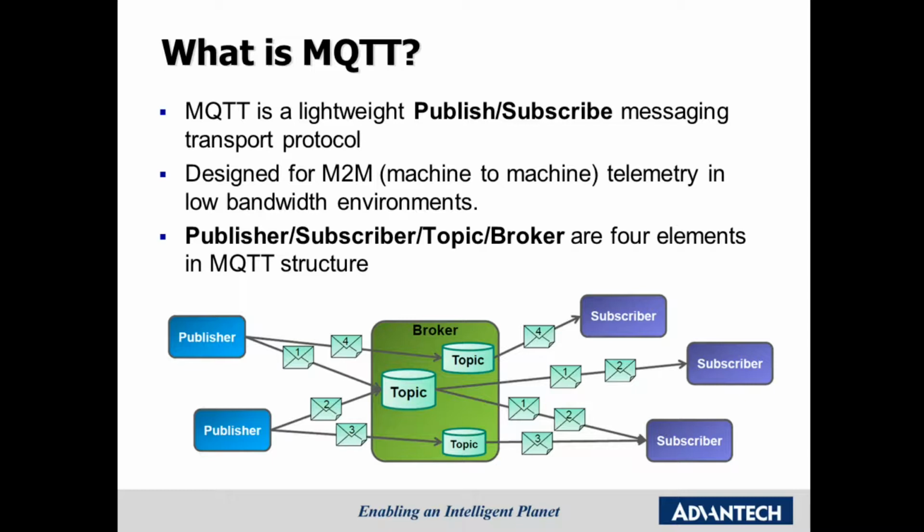The word publish-subscribe is the term to describe the communication model in MQTT. There are four important elements in MQTT, as in the diagram below. You can see the message flow is all related to publisher, subscriber, topic, and broker. A publisher will publish data to the topic on the broker, and if there is a subscriber subscribed to the same topic, the broker will help to publish the data to this subscriber.